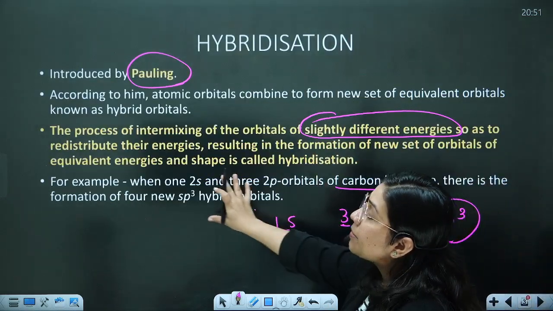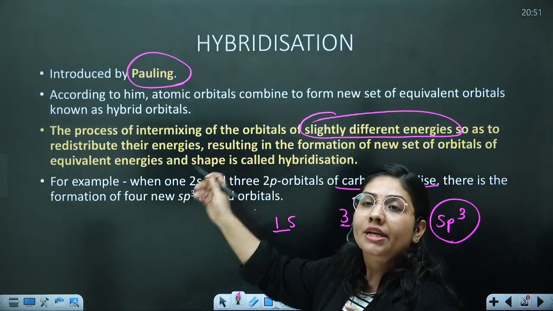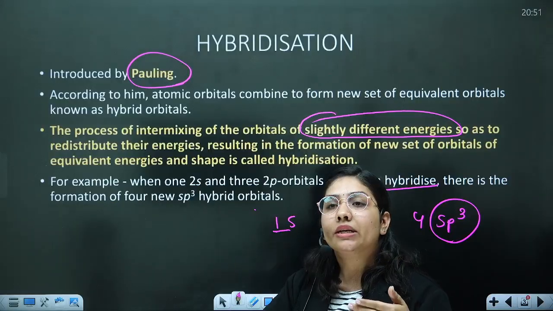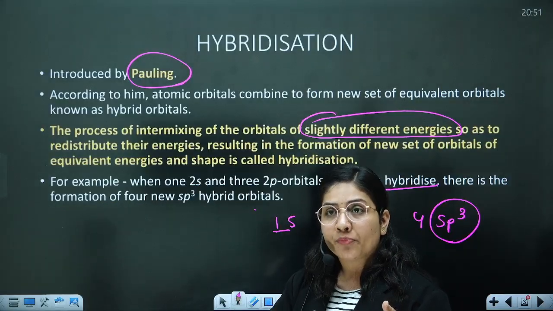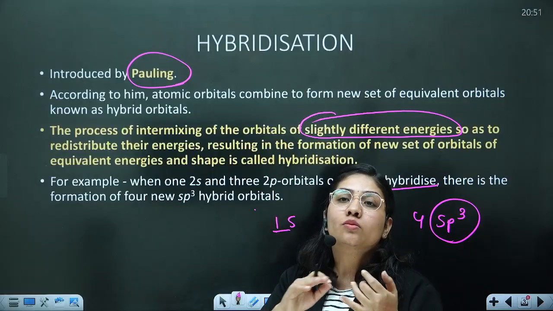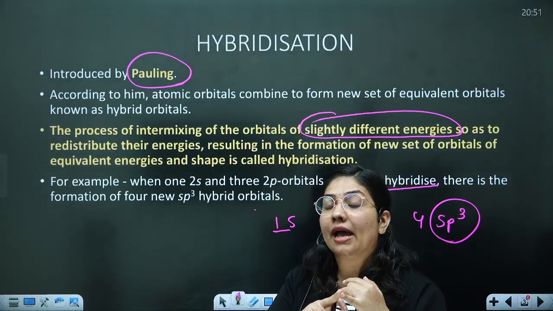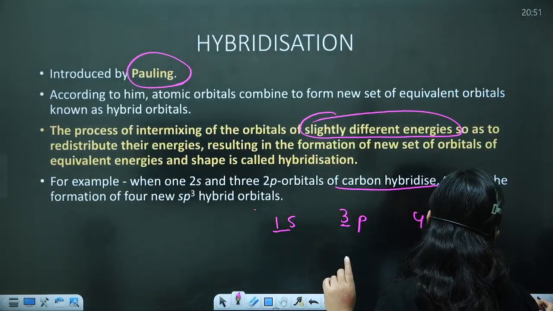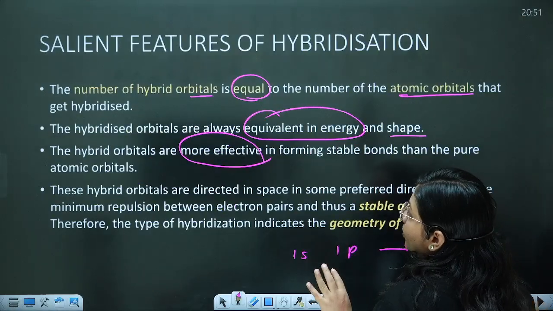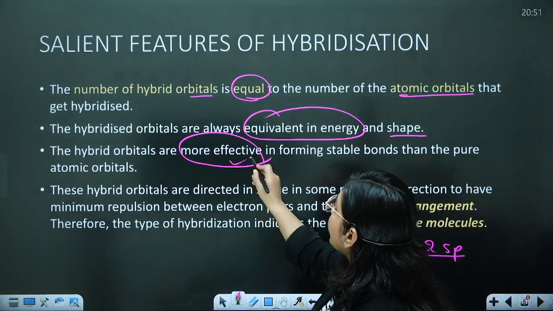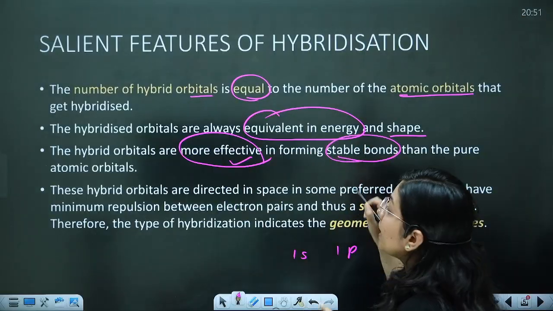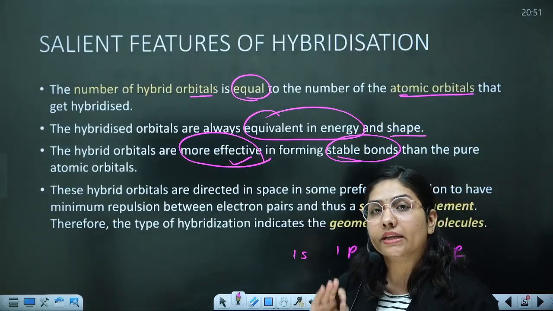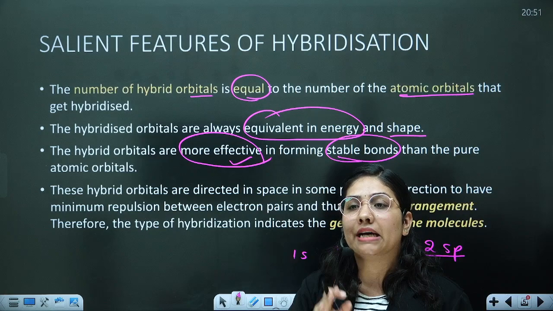In hybridization, what have we done? We have taken the atomic orbitals of slightly different energy and we have redistributed their energy. The new set of orbitals has equivalent energy and almost equivalent shape. So the shape and energy distribution make them more effective in forming a stable bond in comparison with the pure atomic orbitals which were participating in the hybridization in the very beginning.